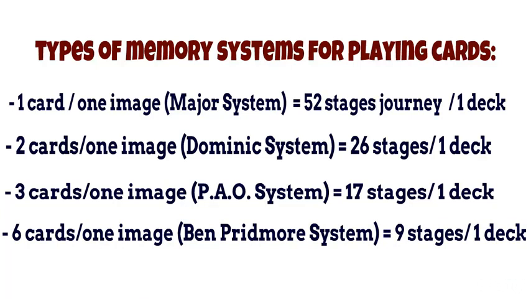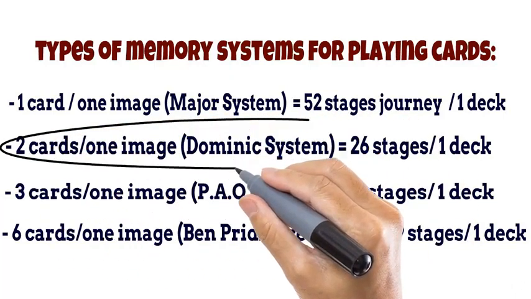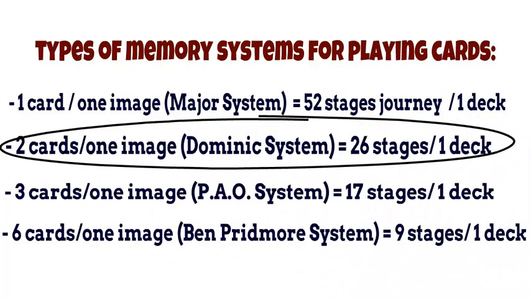Among the top 10 mental athletes, 6 use the Dominic system, 2 athletes use 1 card systems, and 2 use the PAO system. The Ben Pridmore system is very complex, therefore it is chosen by fewer athletes. Choosing the system is an individual option for each athlete, based on his predominant type of memory and on what he feels is more effective for himself. The Dominic system is one of the most used by mental athletes. One of the reasons is that it is easier to learn than other memory systems.